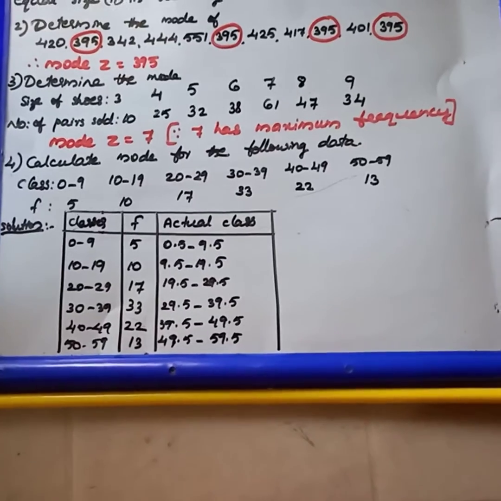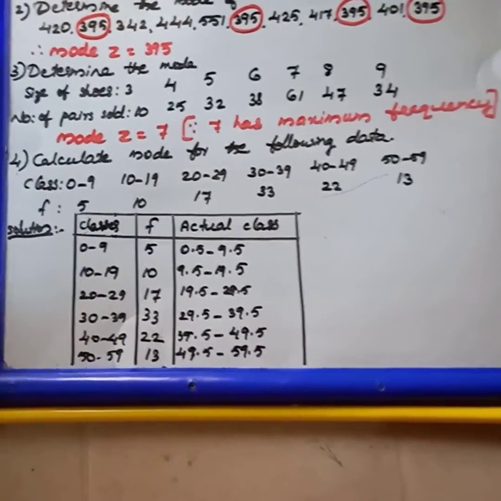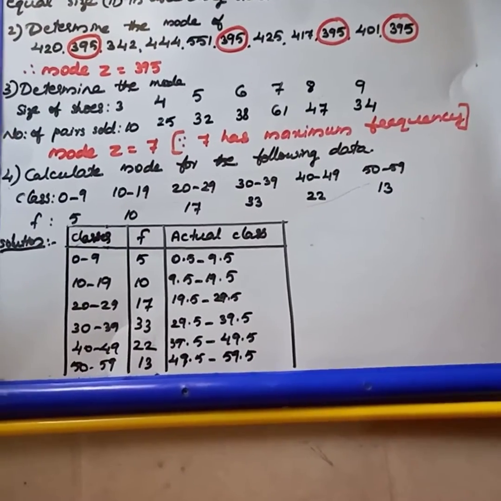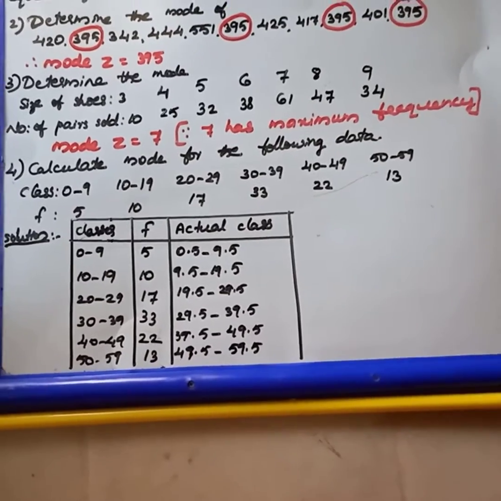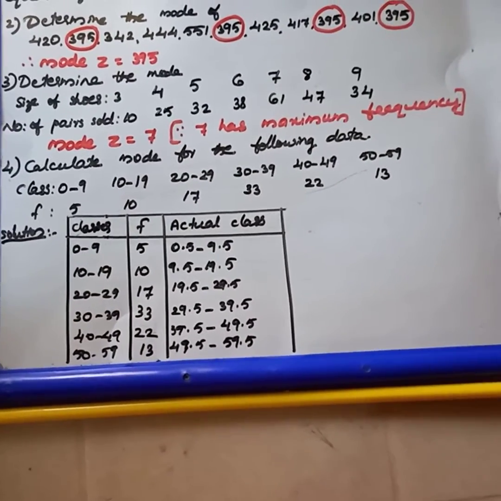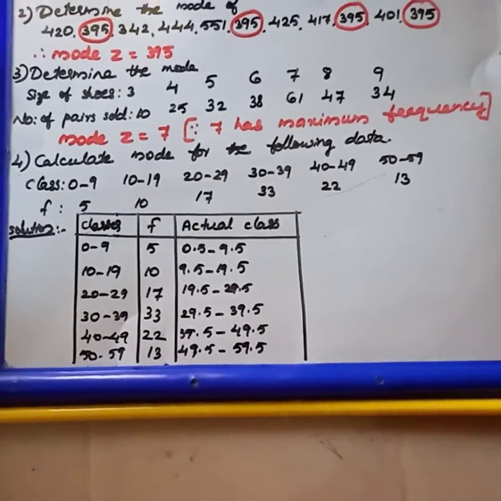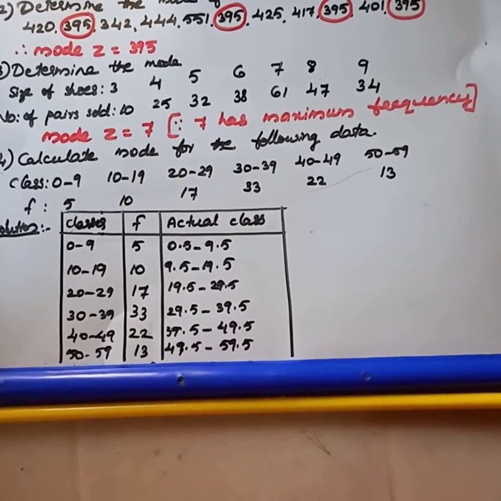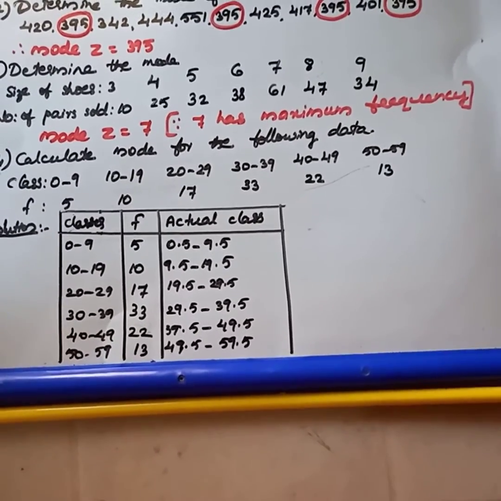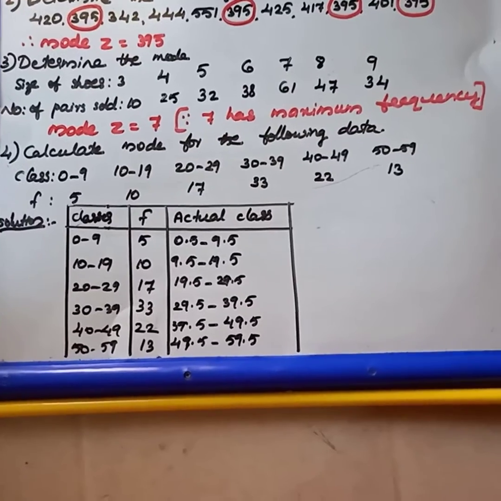Fourth question: Calculate the mode for the following data. Classes: 0 to 9, 10 to 19, 20 to 29, 30 to 39, 40 to 49, 50 to 59. Corresponding frequencies: 5, 10, 17, 33, 22, 13.